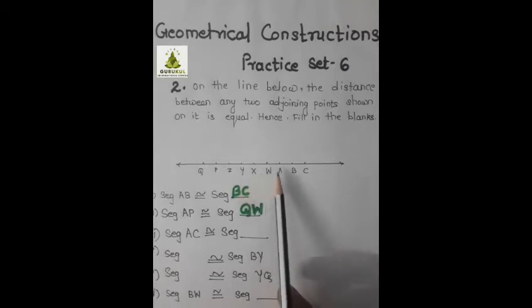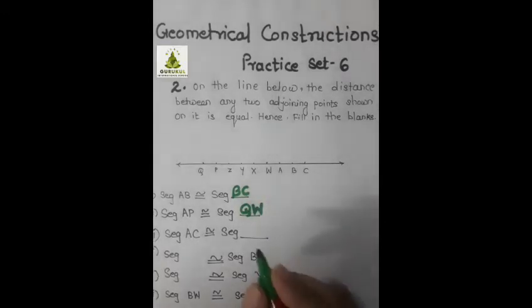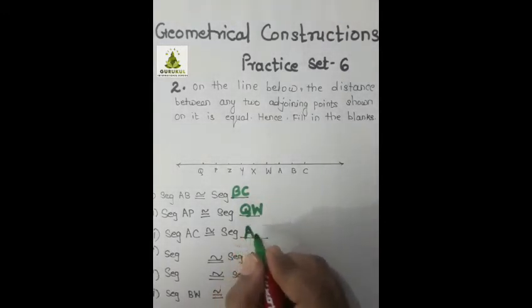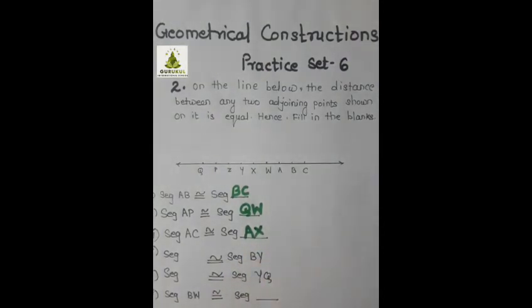So what will it be? Segment AX. So I will write here segment AX. In the fourth question, they have given it in a reverse way. The second segment they have given, first you have to write. Segment dash is congruent with segment BY.